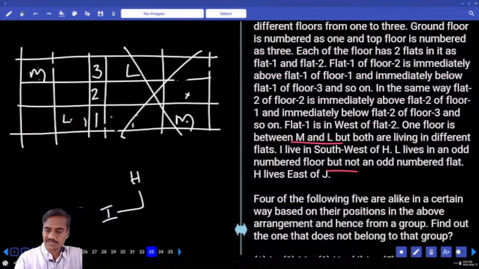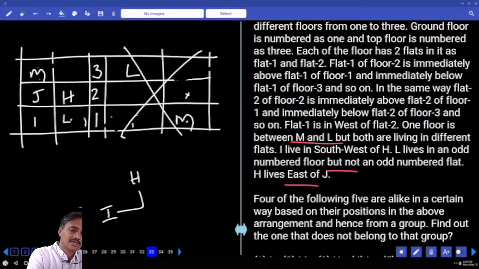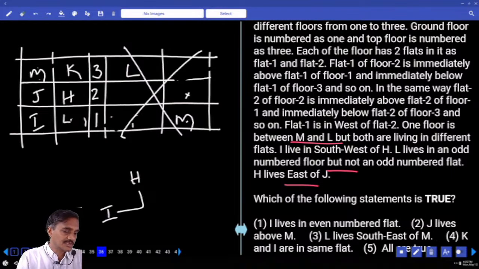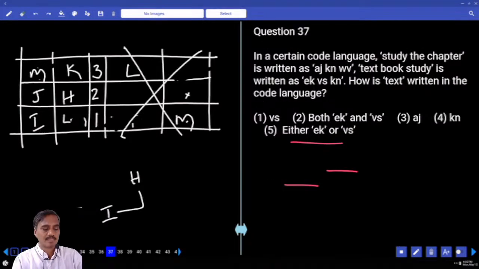And in this case, H lives to the east of J. H is to the east of J, H is here, east of J, I is here, and K is here. Done? Now this is about questions 33 to 36. The next one, 37.